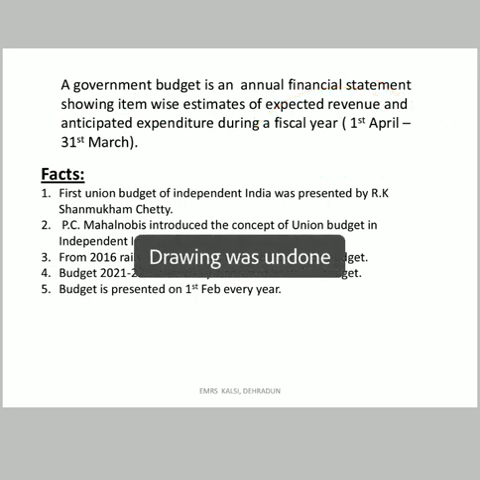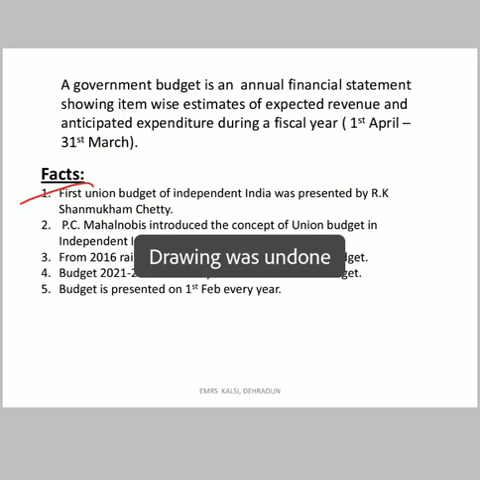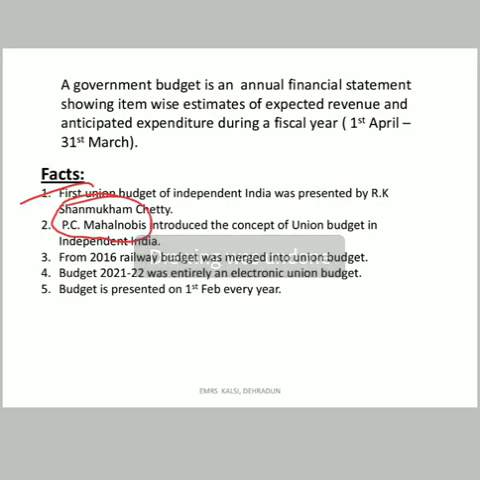Now some basic facts which you should know as a GK question. First, the first union budget of independent India was presented by R.K. Shanmukham Chetty, who was the finance minister at that time. Second is P.C. Mahalanobis, the most famous economist. His major contribution was in the second 5-year plan, and he introduced the concept of union budget in independent India.